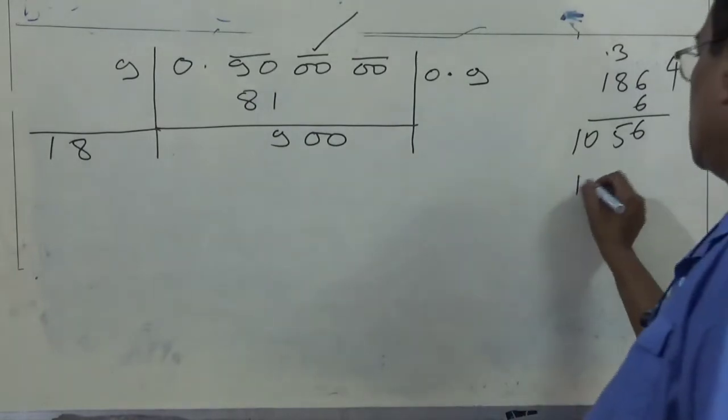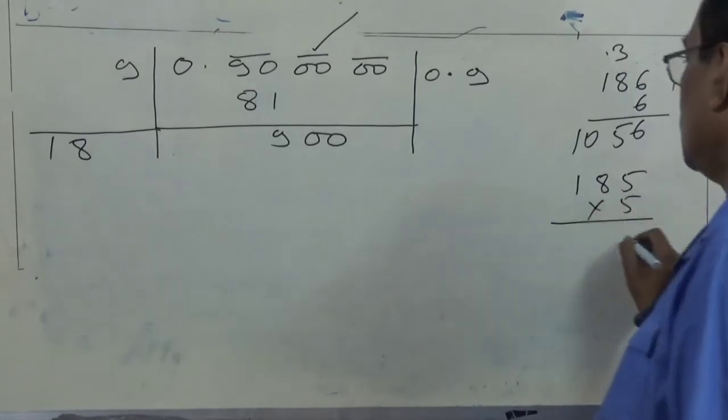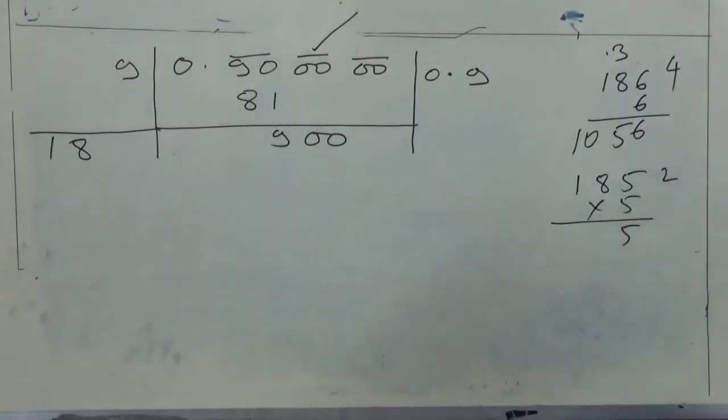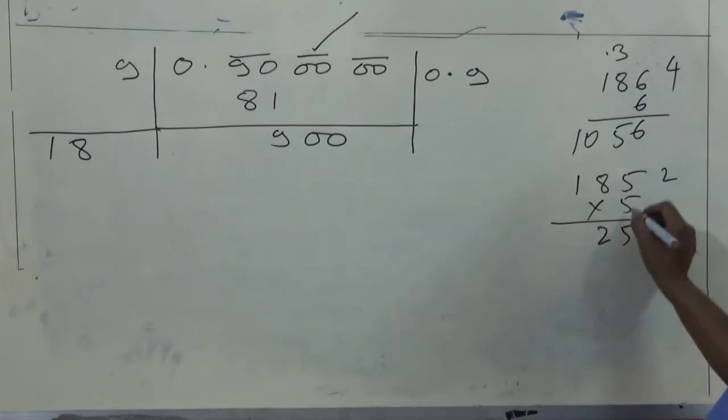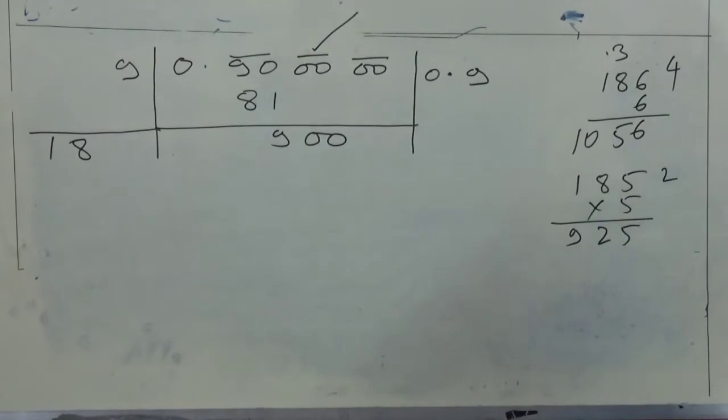So the next number below is 5. Take the test with 5. So 5 5s are 25, carries 2. 5 8s are 40 plus 2 is 42, carries 4. 5 1s are 5 plus 4 is 9, so 925. So this is also not allowed with 5.